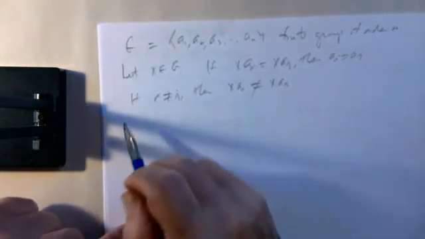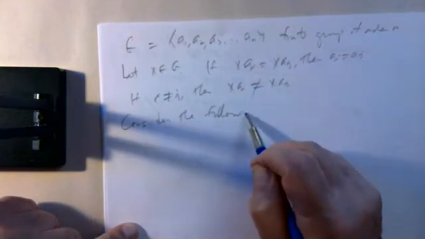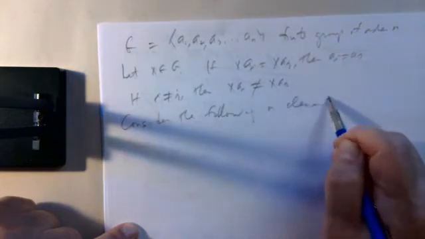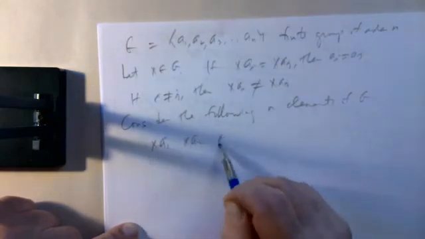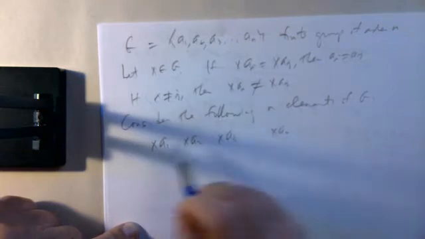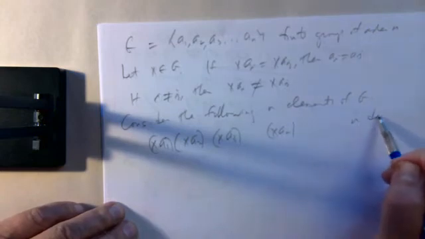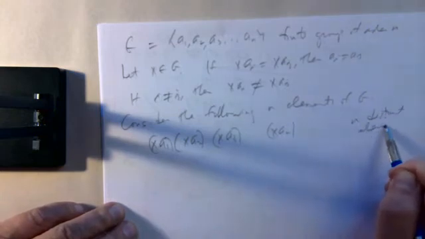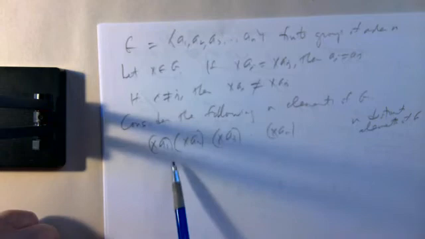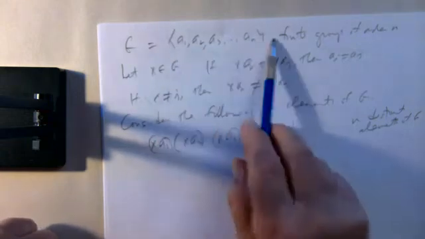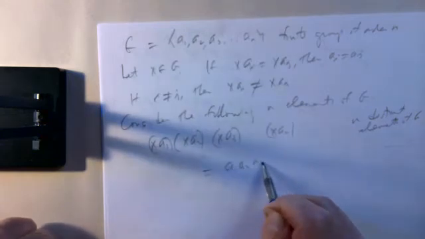So consider the following n elements of G: XA1, XA2, XA3, up to XAn. So these are distinct. But there are only n elements in G. So these n elements just have to be some permutation of these n elements. So this set is just equal to A1, A2, up to A sub n.